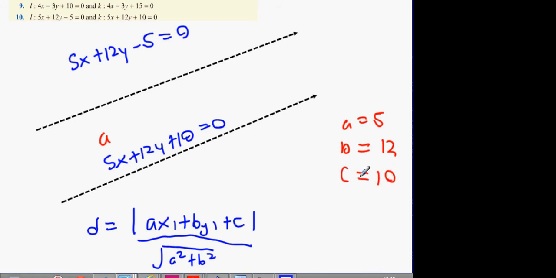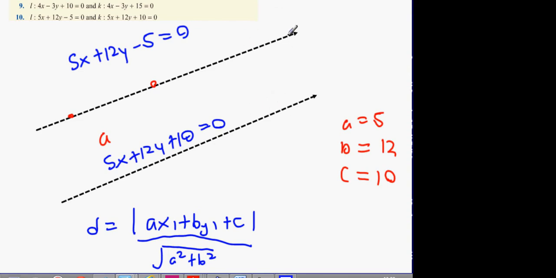Now that leaves me a problem. The problem is, what point do I use? Does it matter where I get my point on this line? Why not? It's going to be the same distance no matter what. So what I need to do is go about finding myself a point.